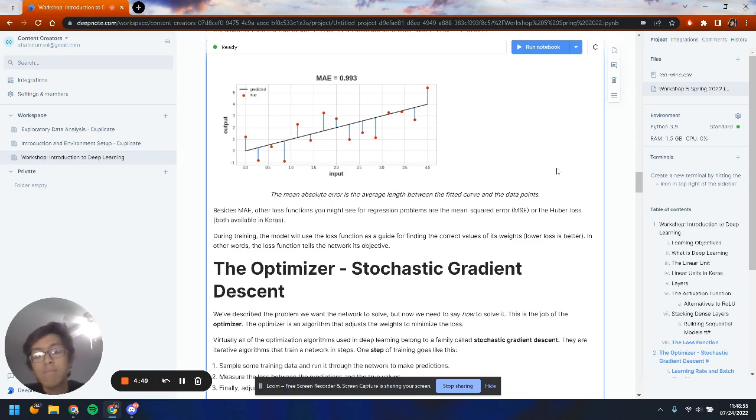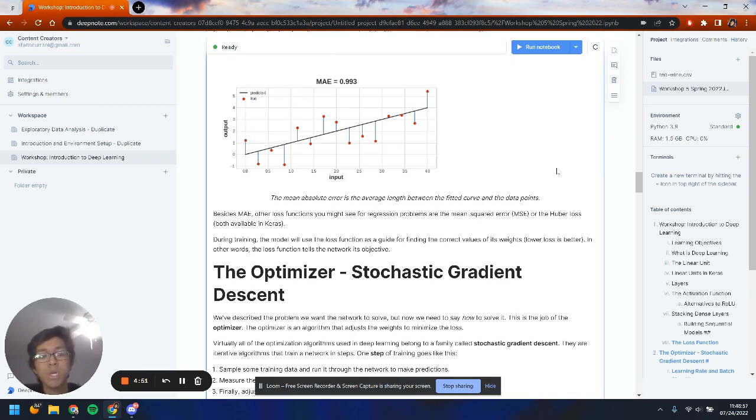And obviously, besides MAE, you have other loss functions such as the mean squared error or the Huber loss function, both available in Keras.